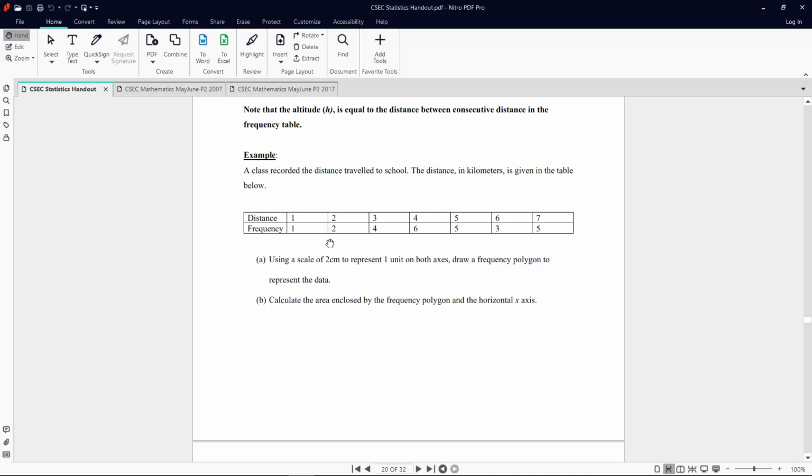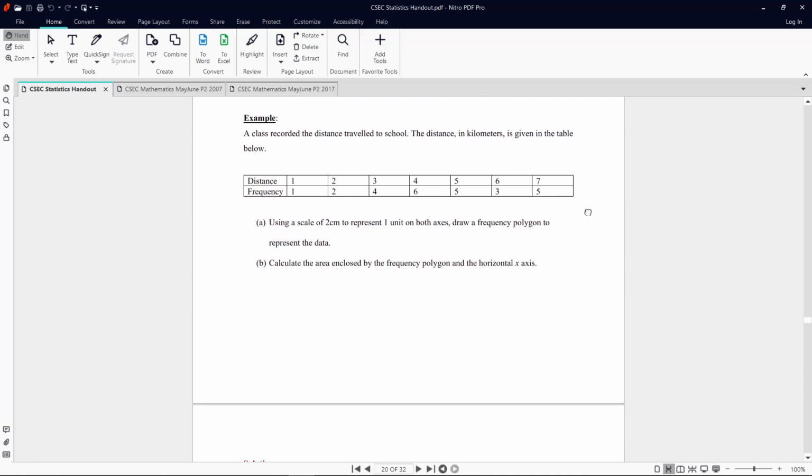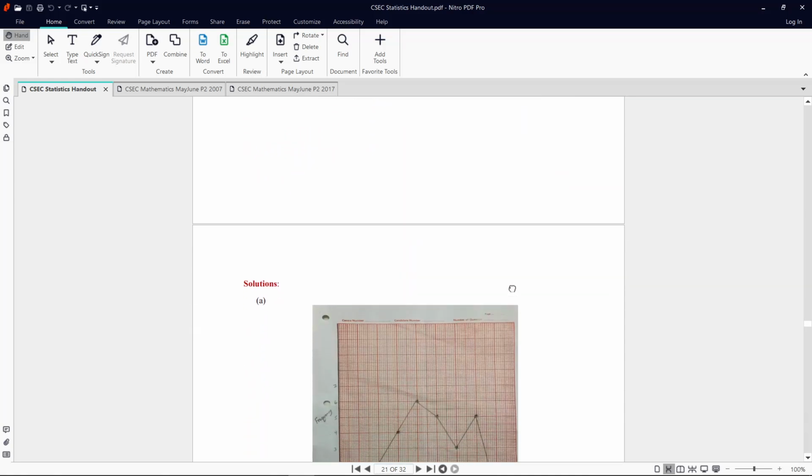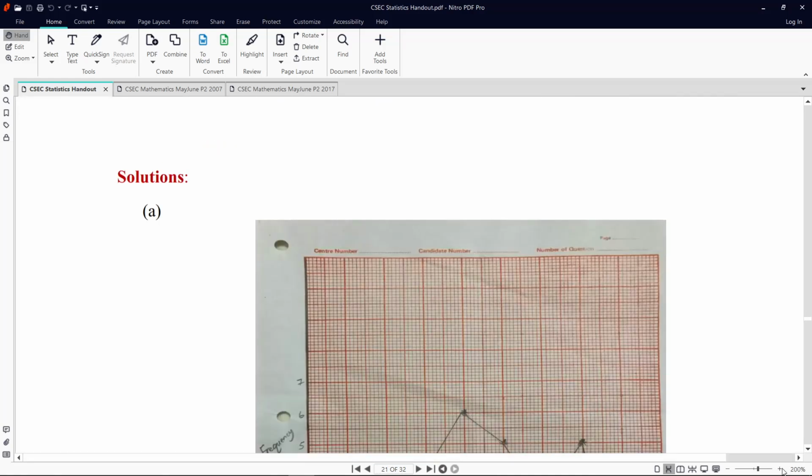So now let's look at an example. A class recorded the distance traveled to school. The distance in kilometers is given in the table below. The first row represents the different distances, and the other row represents the frequencies. Using a scale of 2 centimeters to represent 1 unit on both axes, we're required to draw a frequency polygon to represent the data. Additionally, we're required to calculate the area enclosed by the frequency polygon and the horizontal axis. So let me zoom this in.